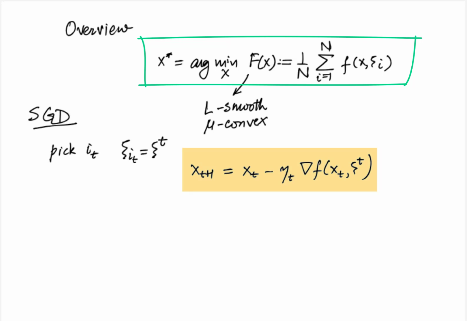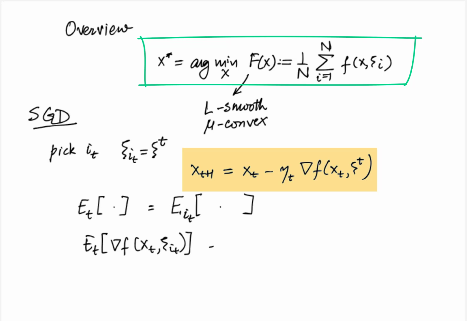Also, we will use the notation E t to denote the expectation with respect to xi of i t, or with respect to i t. This way we can write E t of gradient of f of x t comma xi of i t is equal to gradient of F at x t. In this equation, both sides are random because x t is random. But on the left, there is an expectation with respect to i t.